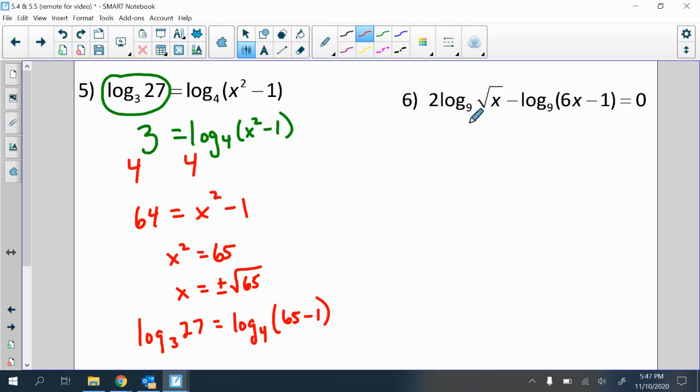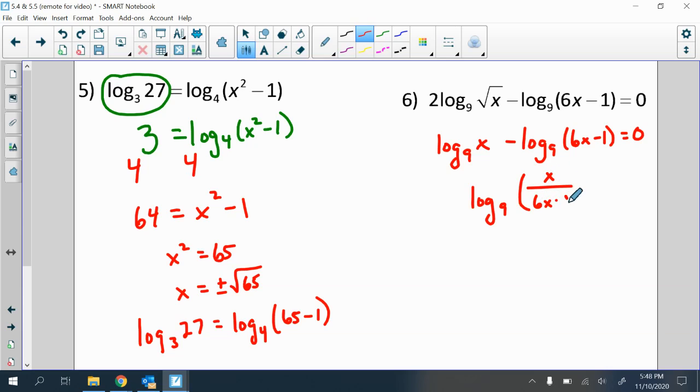Number 6, log base 9 is what we have going on here. And so what I can do, again, is I can condense this. I can take the coefficient and turn it into an exponent. So log base 9 of the square root of x squared is the same thing as log base 9 of x. And then I have minus log base 9 of 6x minus 1. And so since I have a minus sign, I can condense those with division. So x over 6x minus 1. And that's equal to 0.